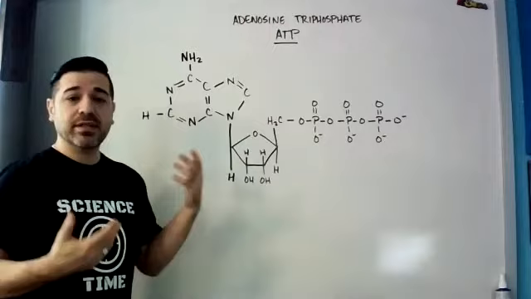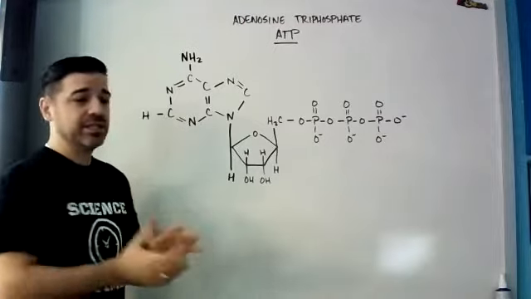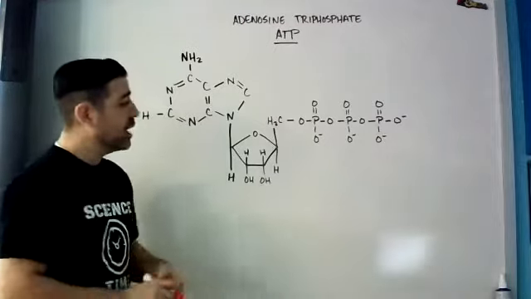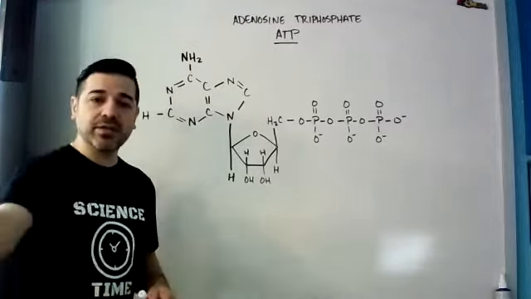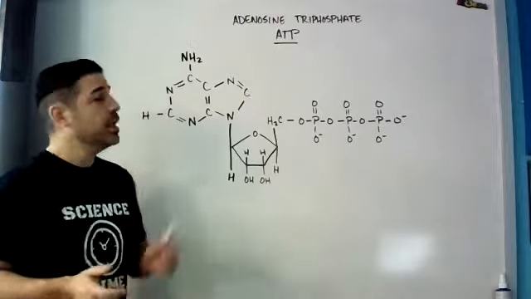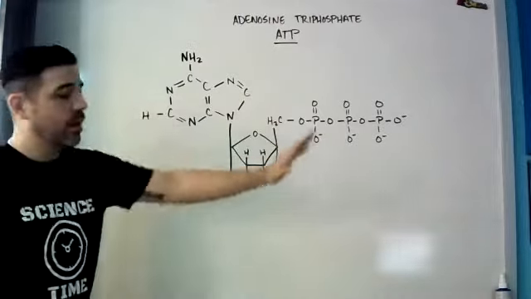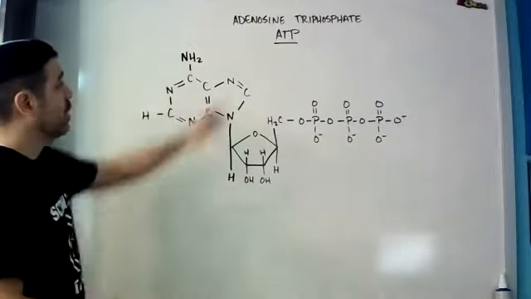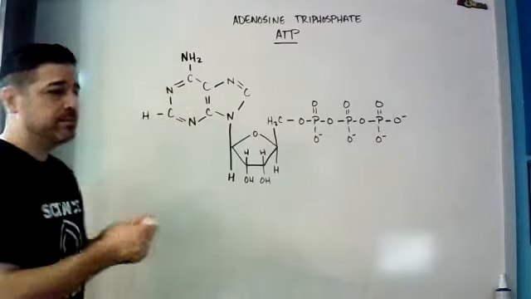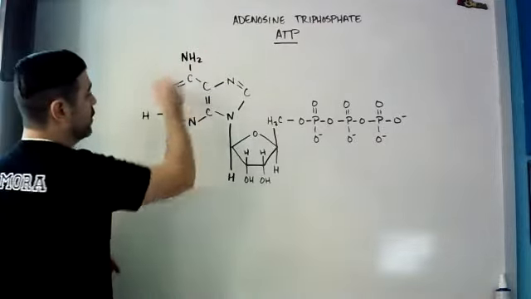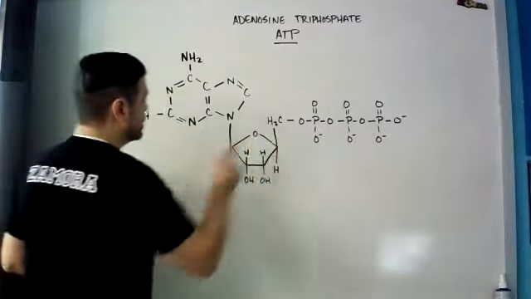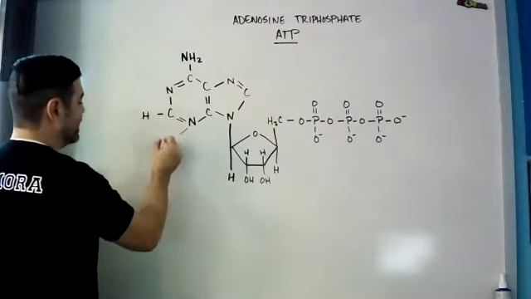To understand why this is a unique molecule, we're going to look at each of the individual parts that make it up, and then use this as a springboard into cellular respiration. So to start off, here is our molecule of ATP, which stands for adenosine triphosphate. Our molecule is made of three different sections. This one here is known as adenine.